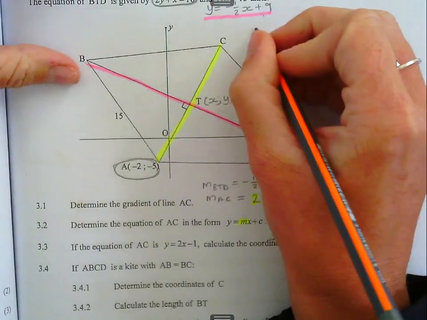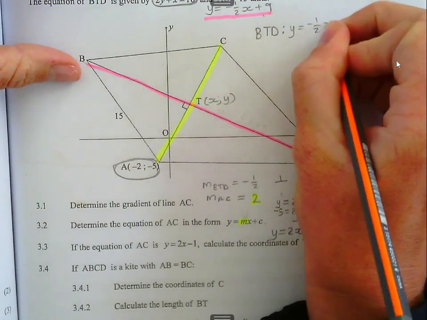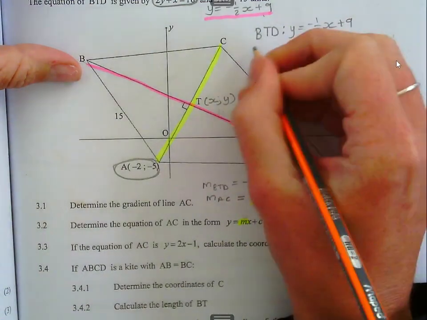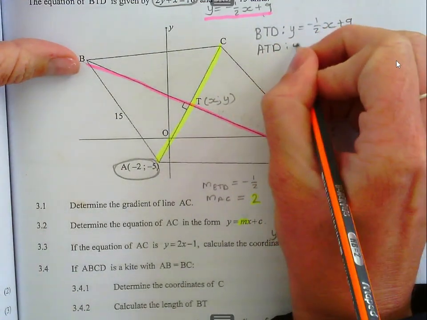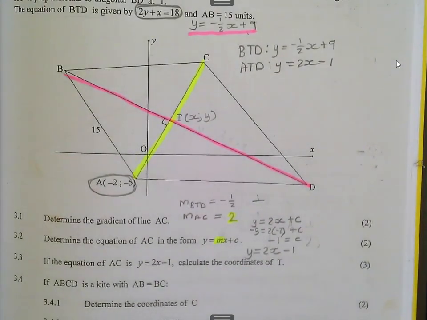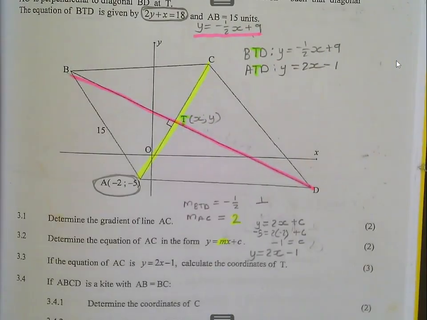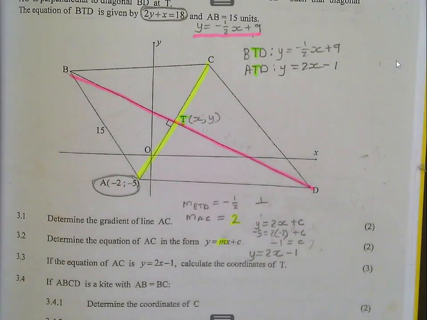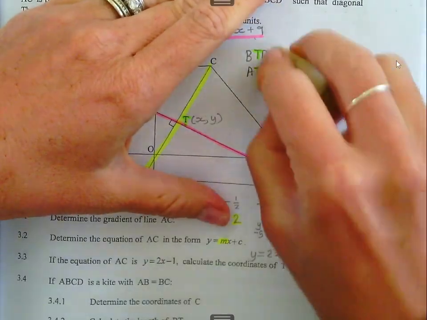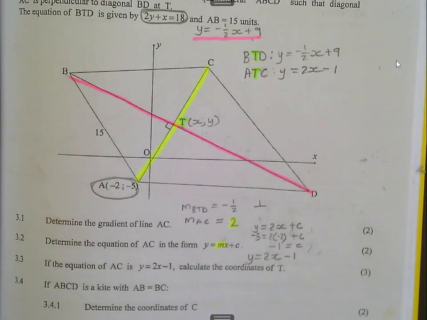But the 2 equations you have are BTD, that's going to be y equal to negative 1/2 x plus 9. And you've got ATC, which is y equal to 2x minus 1. Now just looking at those two lines, what's the same in their names? It's the T, which means it's a point of intersection. So what I can do is I can let the two equations be equal to each other.